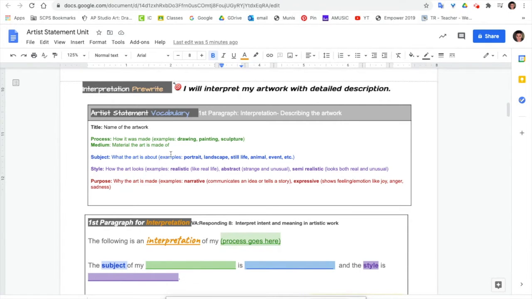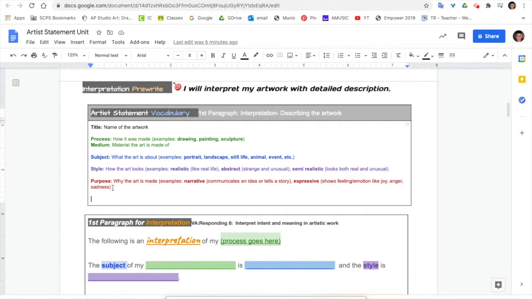The medium is the material that the art's made out of. So if this is sculpting, the medium would be clay. Subject, what the art's about. Examples are portrait, landscape, still life, animal, events, and then the list goes on and on. Sometimes it will be appropriate for you to use one of these common subjects. Sometimes it's not. Style, how the art looks, just like a hairstyle. Our common examples are realistic, abstract, and then semi-realistic. So real life, realistic, abstract, strange and unusual on purpose, and then semi would be you have qualities of both.